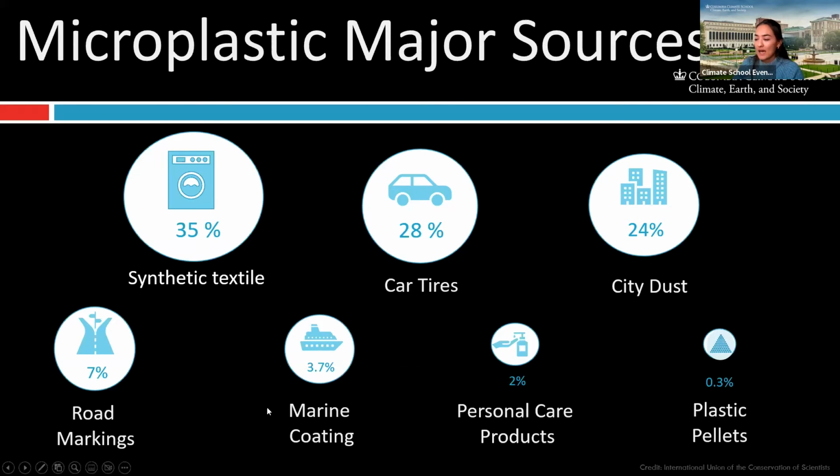Marine coating in a similar way, but a smaller percent. Personal care products. So while in the US we don't have microbeads anymore in our products, that's not a global initiative. So this still encompasses some major microplastic sourcing. And then the virgin nurdles or the plastic pellets account for 0.3%.